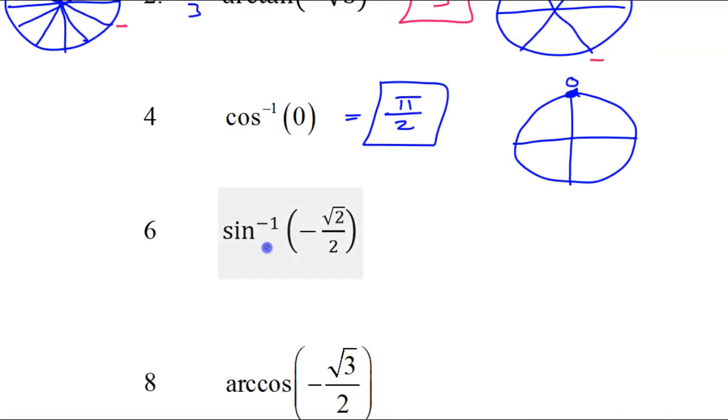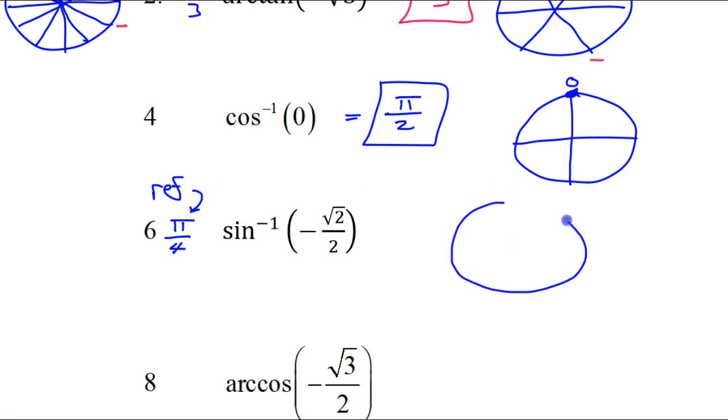Inverse sine is just an angle. The inverse sine of negative radical 2 over 2 is the angle whose sine is negative radical 2 over 2. Ignoring the negative sign for a minute, what angle has a sine of radical 2 over 2? Well, that would be pi over 4. That tells us that pi over 4 is the reference angle that we're dealing with. To figure out what the actual angle is, I find it helpful to draw a little diagram.